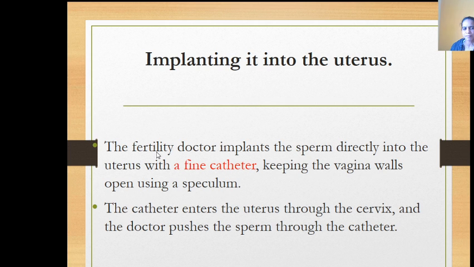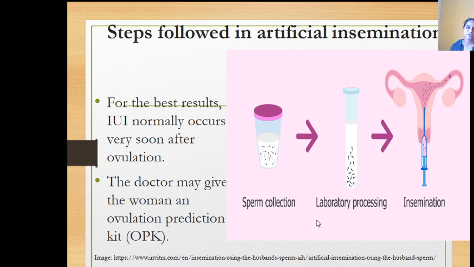So here what happens is the fertility doctor will implant the sperm directly into the uterus by using a fine catheter. Okay, so this is done by keeping the vagina open, and then the catheter will be passed through the cervix. If there was a problem in the cervix region, this can be overcome. So through the cervix it can be passed, and the doctor pushes the sperm through the catheter. He'll release it into the uterine cavity.